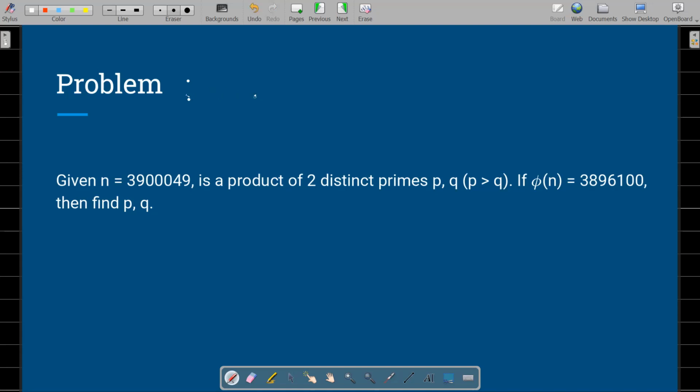This is your last session. This is from RMO 1992. Even if you search on the internet, you'll get a solution. But try it yourself first, and if you don't get it, then only look for solutions.